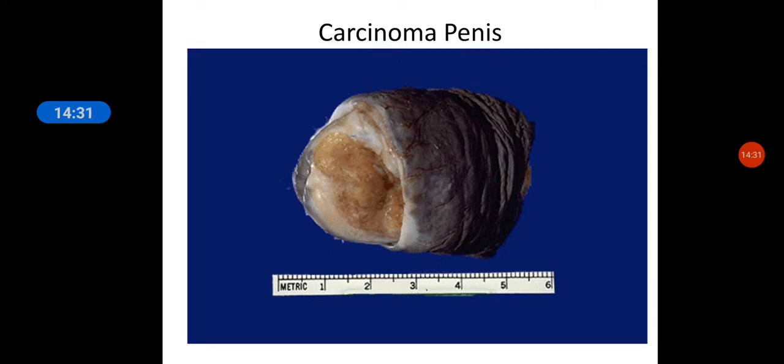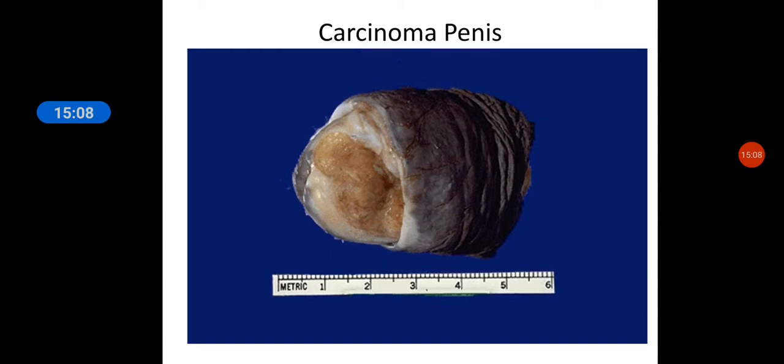Okay, so the next topic is carcinoma of the penis. Carcinoma of the penis is not quite common these days because people are quite aware. But still it is usually seen in elderly men, peaking around 80 years, and it has a strong association with HPV infection. Remember, HPV infection. It usually arises in the glans, or the prepuce, or the coronal sulcus, any of these areas.